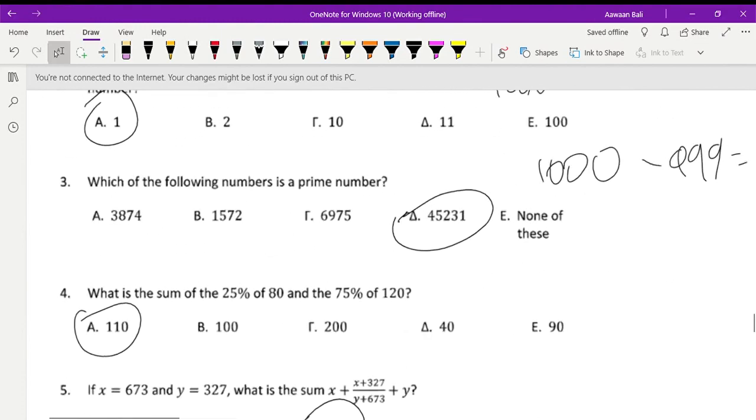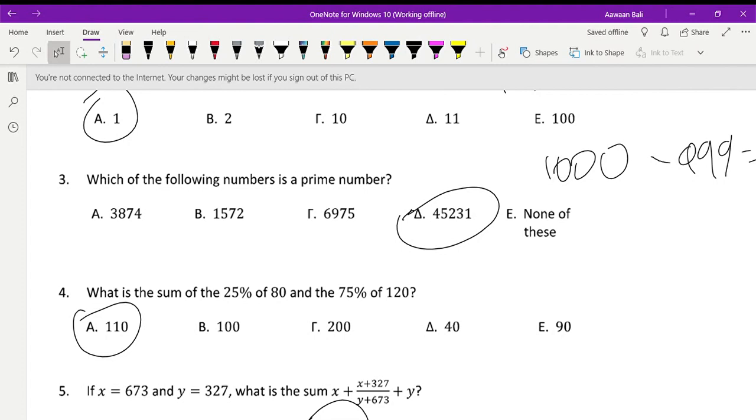Which of the following numbers is a prime number? Wait, it's supposed to be here. It's supposed to be... sorry.